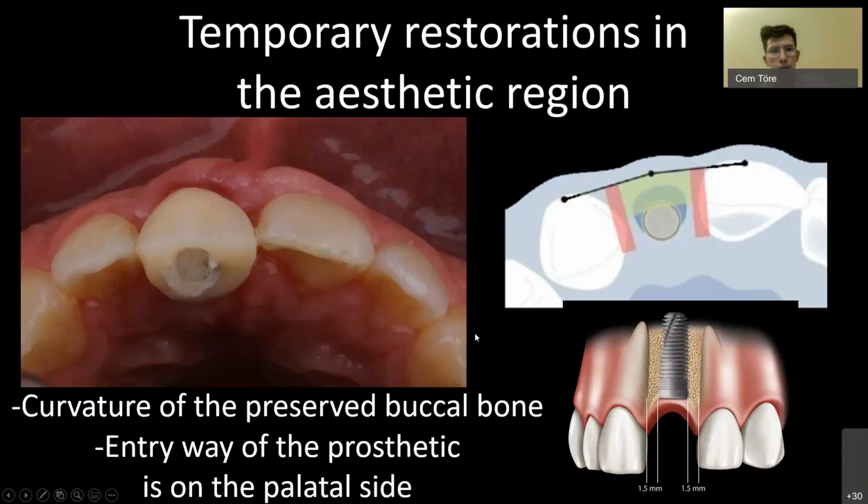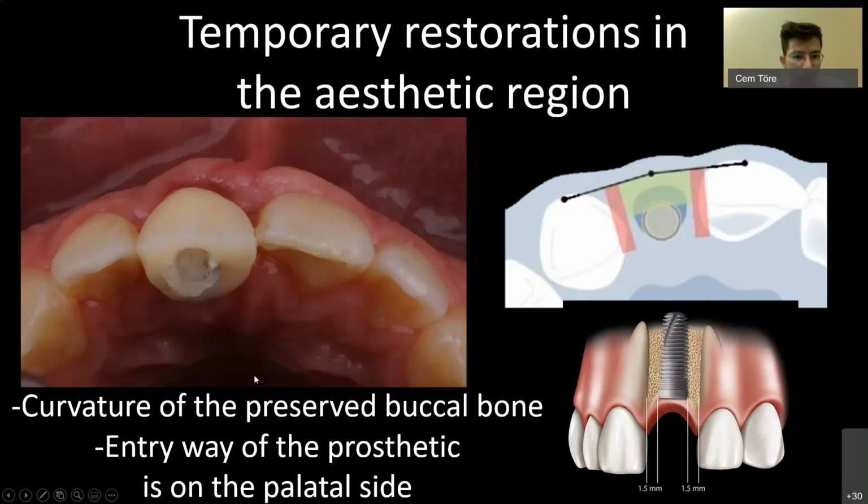Yes, temporary restorations in the aesthetic region. The curvature, the preserved buccal bone, can be seen here. There is no indentation. There is no resorption of the buccal bone, so we have the same outline when we are looking from the occlusal side.